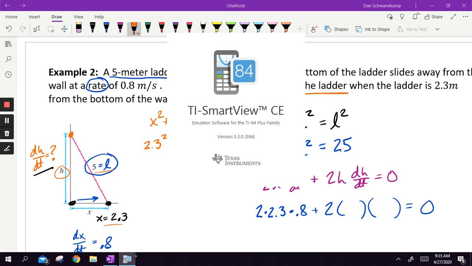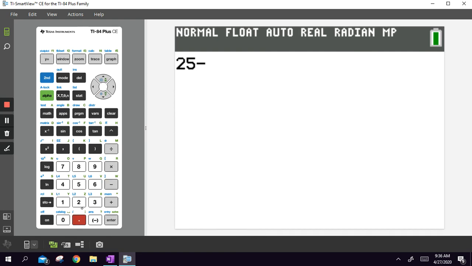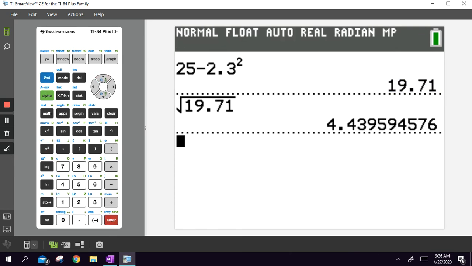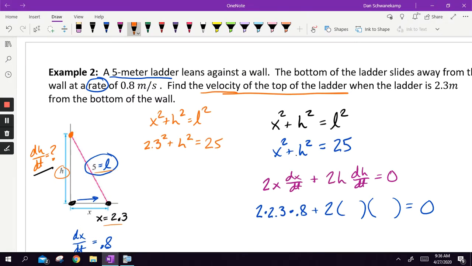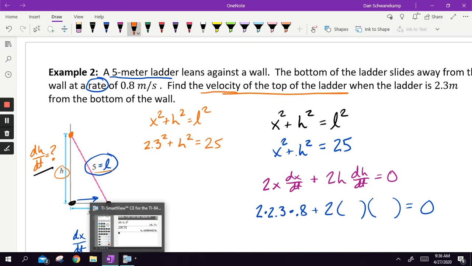All right, so in my calculator, I'm going to take 25 minus 2.3 squared and then square root that. I get 4.44. We want to go 3 decimals that way. It's 2.440, right? Yep, 2.440.